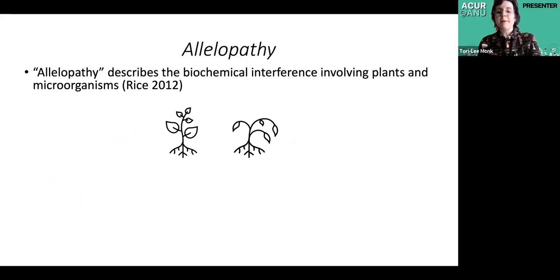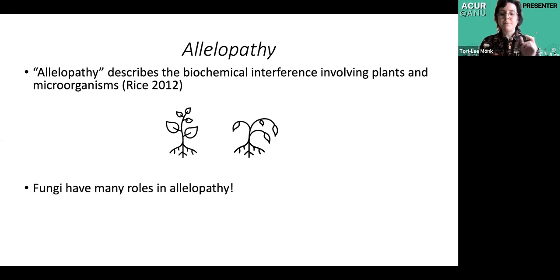In looking at allelopathy now, allelopathy was popularized as this inhibitory plant-to-plant process. However, allelopathy may be best explained as both an inhibitory or stimulatory interference involving plants and microbes. This process occurs through the addition of secondary metabolites or allelochemicals into the environment from a donor organism. This can be from any number of plants or microbes.